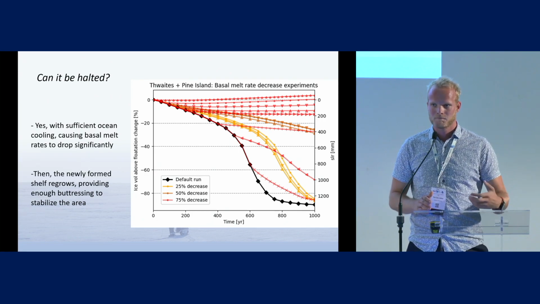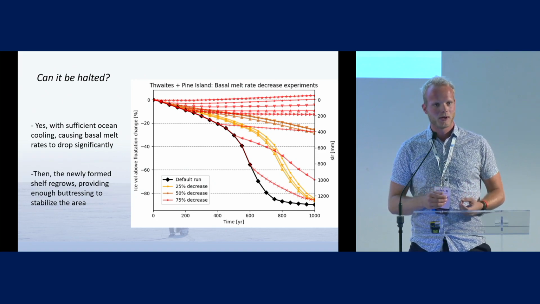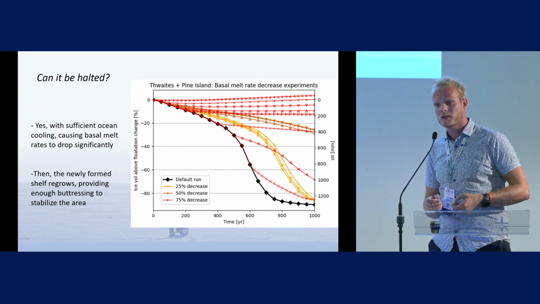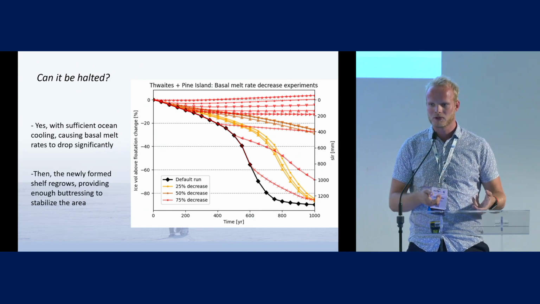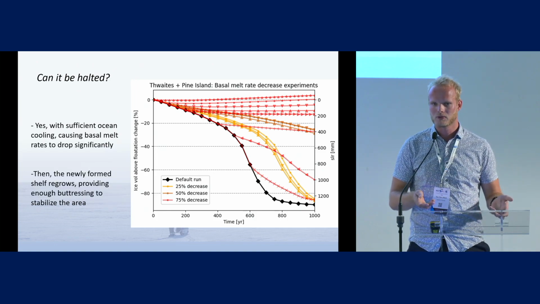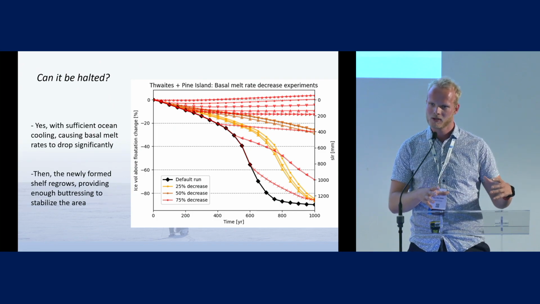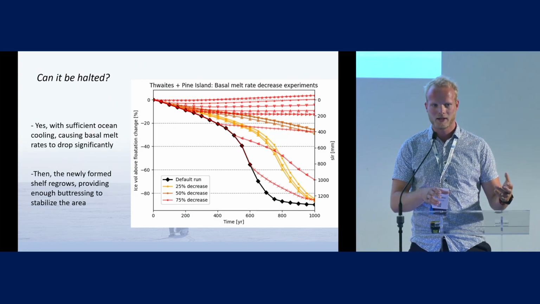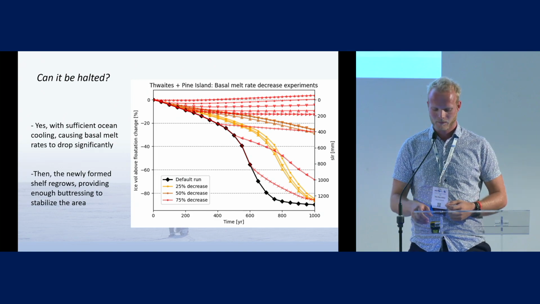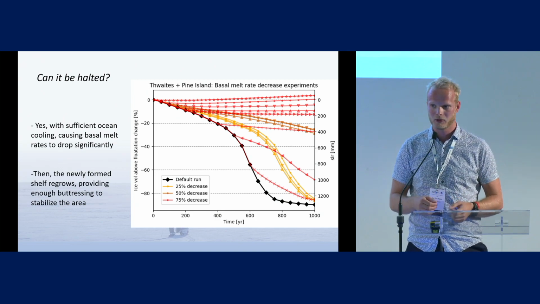And that's why what we're seeing around here is not really a marine ice sheet instability, because if we change the ocean forcing, our ice sheet regrows. But that's mainly because at that point there is a large ice shelf in front of it that provides a lot of buttressing onto the glaciers behind it. So that will eventually stop further retreat.